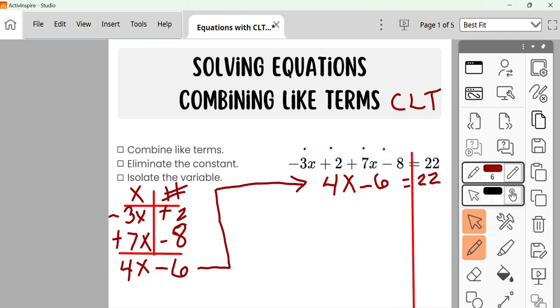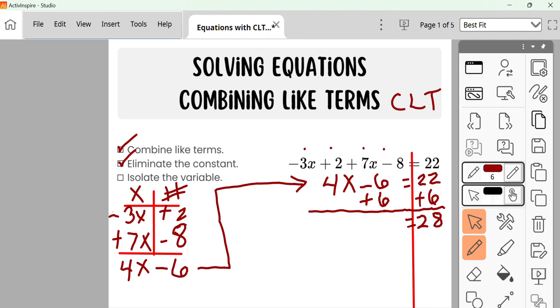All right, first thing we're going to do is read this. 4x minus 6 equals 22. So first we combine like terms. Now we have to eliminate the constant, the number by itself. So we're going to add 6 to each side. And when you write the same things on both sides, draw a line underneath so you know that there's a calculation about to happen. Okay, so 22 plus 6 is 28. Bring down my equal sign.